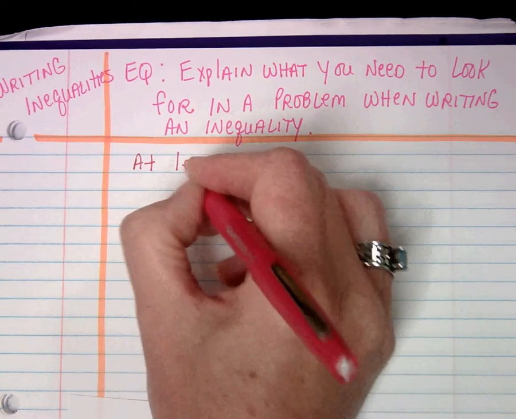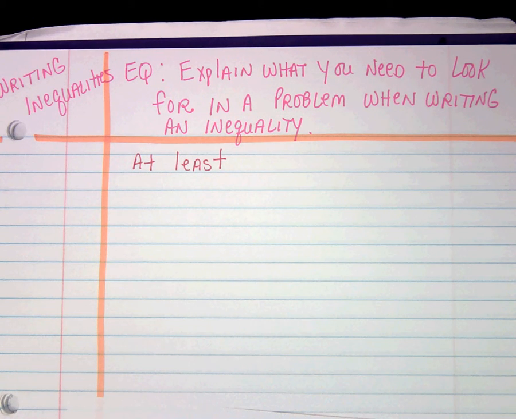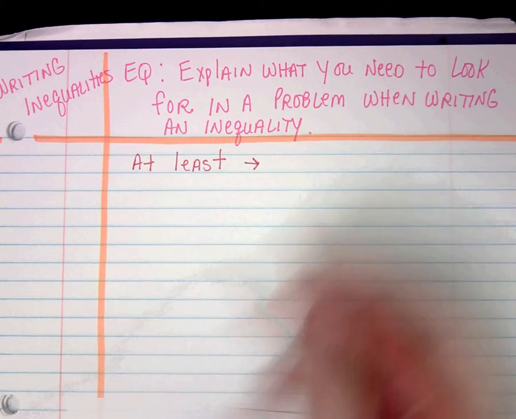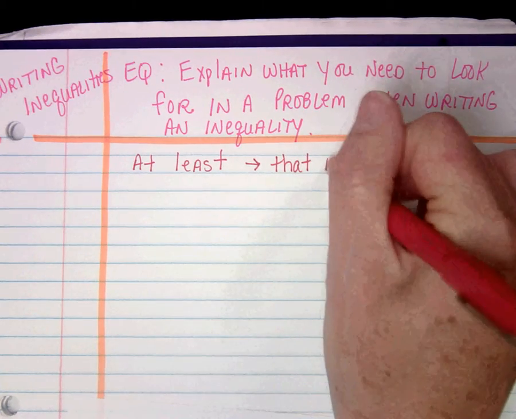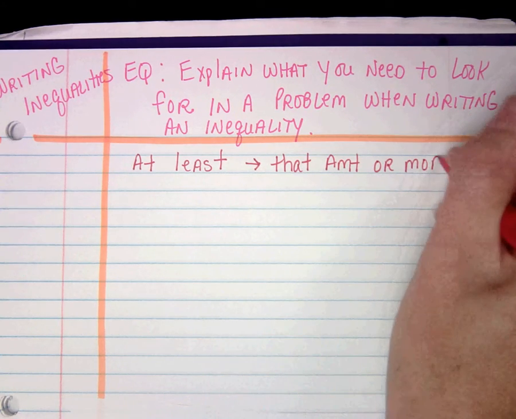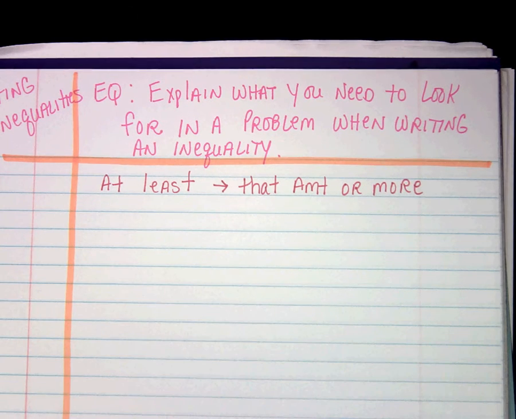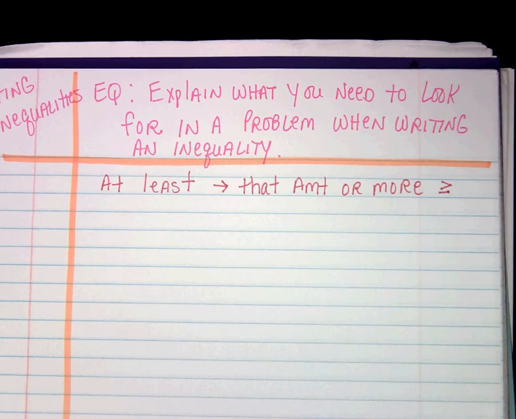One is, and these are two words, at least. We see the word at least and we get a little confused on what that means. At least means that number or that amount or more. If I say you have to be at least 16 years old to go to a rated R movie, that means you have to be 16 years old or greater. So this would be greater than or equal to.